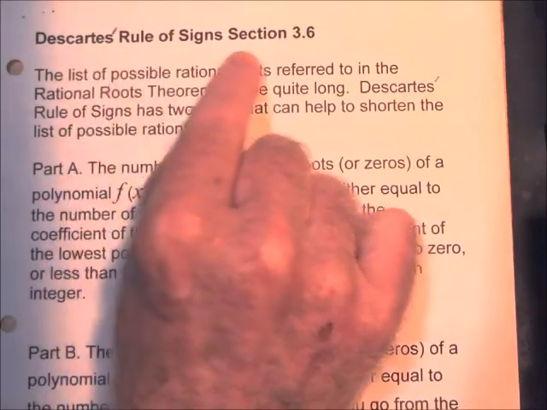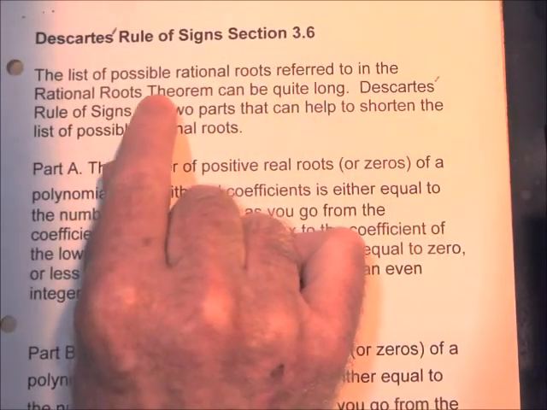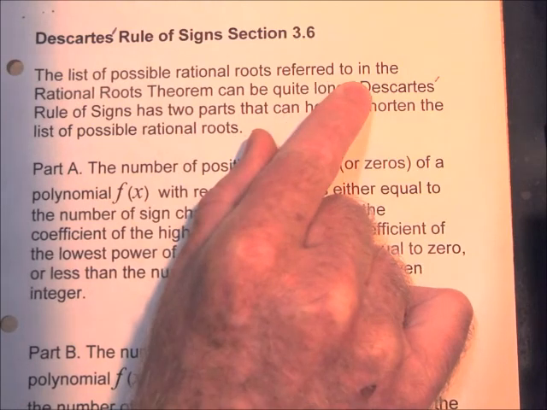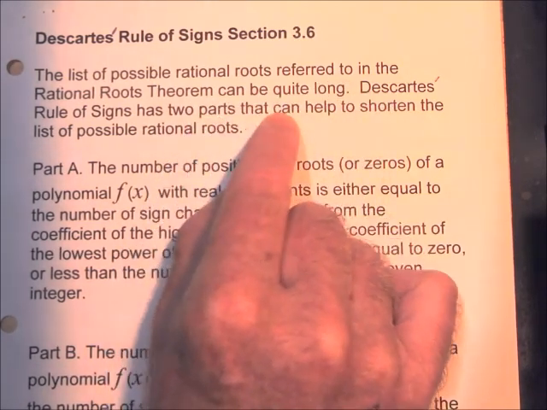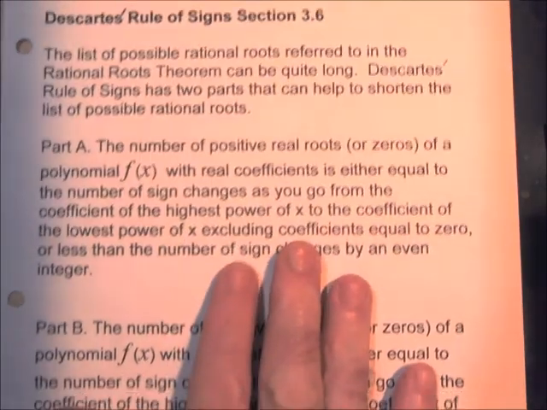Descartes' Rule of Signs, section 3.6. The list of possible rational roots referred to in the rational roots theorem can be quite long. Descartes' Rule of Signs has two parts that can help shorten the list of possible rational roots.